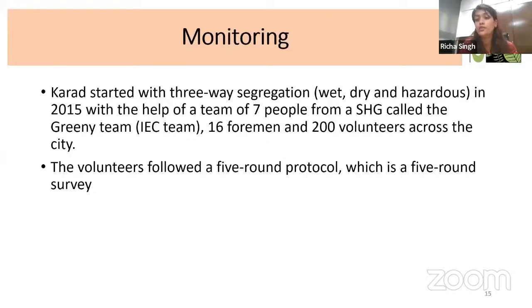And in the fifth round, if they find anybody not practicing source segregation, there is a penal provision of 500 rupees that the household is required to pay for one mistake. So this kind of monitoring mechanism is very, very important to ensure that source segregation is happening. Source segregation is not something that can be done in one day. It's a tedious job, and it is a continuous process. You have to keep on doing it and keep on monitoring the progress.